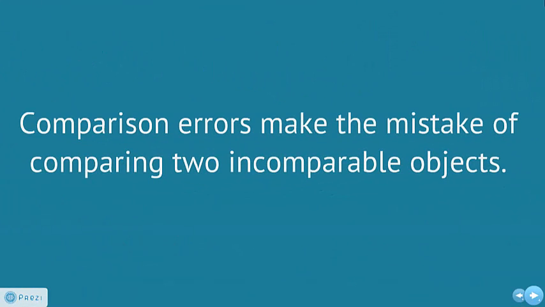Comparison errors are unique in that they're not purely stylistic like the rest of parallel structure errors. They also tend to make no sense. Comparison errors make the mistake of comparing two incomparable objects. Let's take a look at an example.